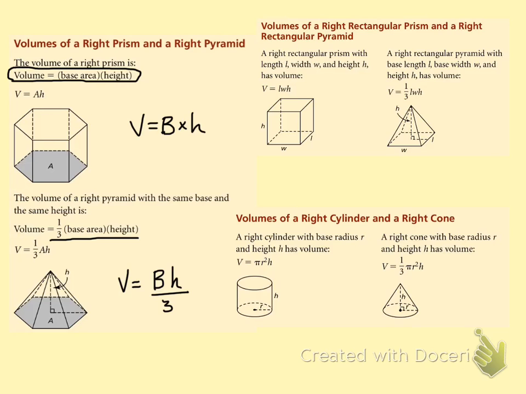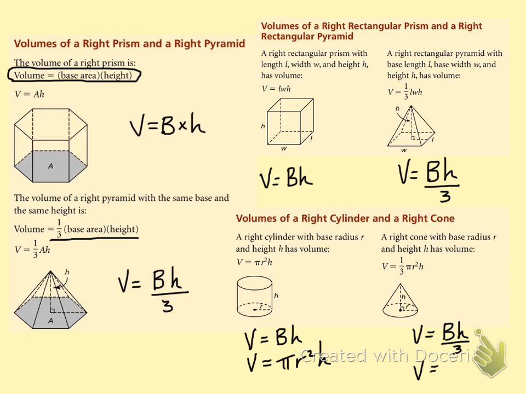The next one, we have the volume of a right rectangular prism and a right rectangular pyramid. The volume is simply going to be the area of the base times the height, or length times width times height for the rectangular prism. And the second one is going to be length times width times the height divided by 3. On a cylinder, again, it's going to be the area of the base times the height, which is pi r squared times h. And for the cone, it's going to be the area of the base times the height divided by 3, which is pi r squared h divided by 3.